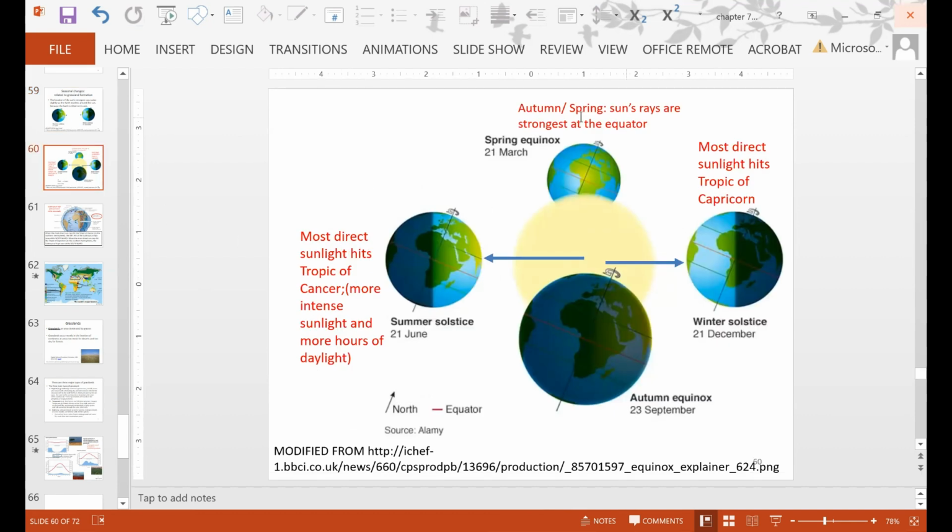And you can see that in the diagram here as well. So your equinoxes here, the sun's strongest rays hit the equator. The equator you can't see on this side here. Tropic of Capricorn, Tropic of Cancer. And all of this is because the Earth is tilted.